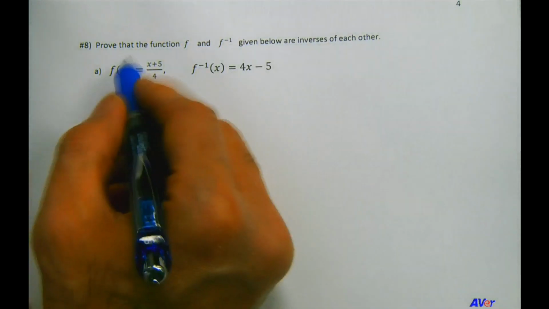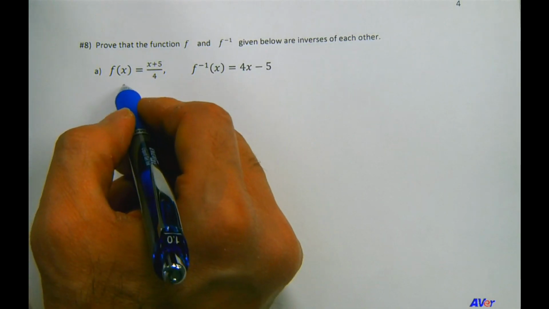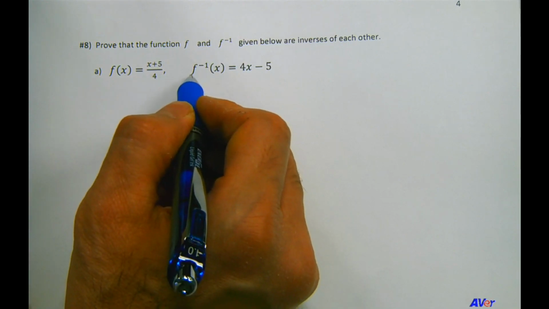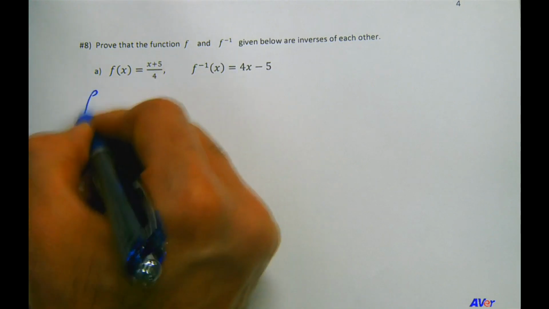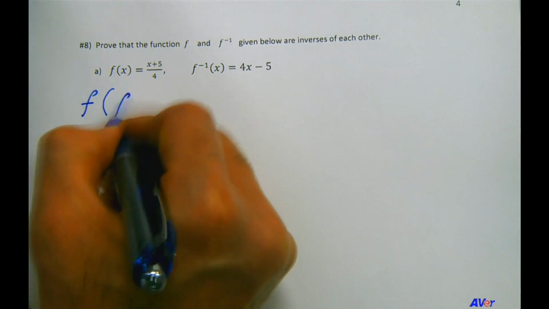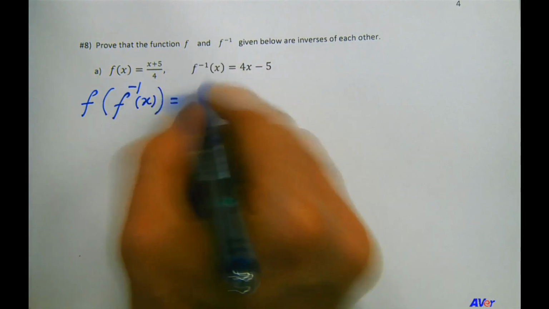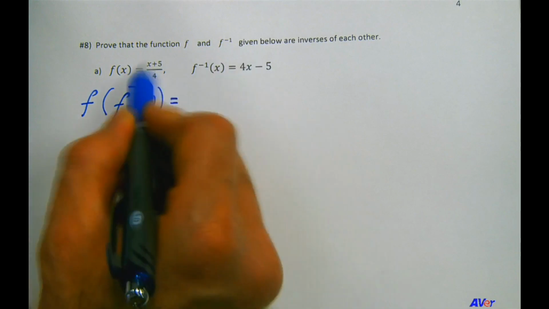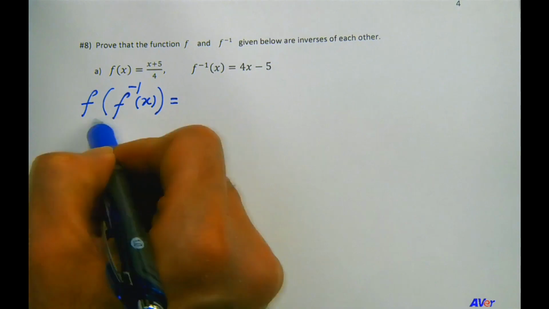So, to prove whether or not two functions are inverses of each other, we need to take the composition of functions in both directions and see if in both cases we get x. If we do, then the original functions are inverses of each other. So first, I'm going to take the composition of f and f inverse. Okay, so this means all of f inverse of x gets replaced inside of f, right? As this notation is showing.